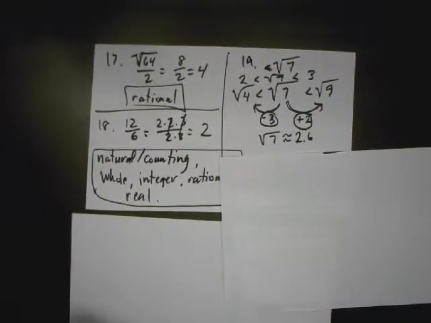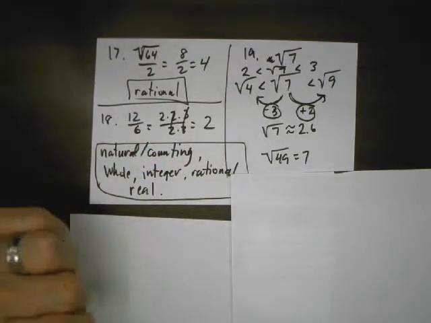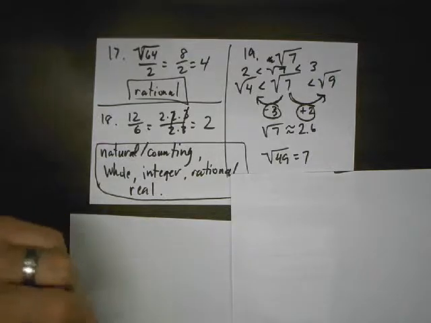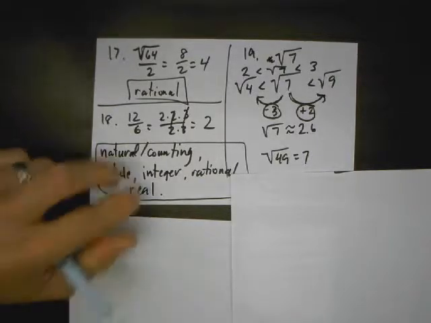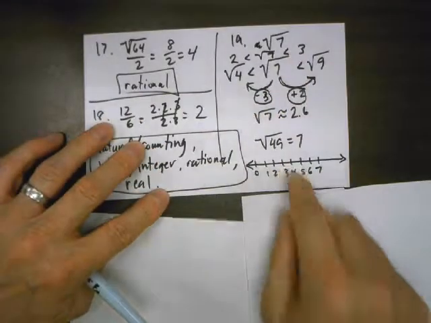Okay, and then they give us 1.7. Well, that's pretty simple. That's just in between 1 and 2. And then they give us rad 49. Rad 49 is a perfect square. That's exactly 7. Then they give us 1/2, which is just 0.5, and pi, which we know is about 3.14. So we have to place these numbers on a number line.